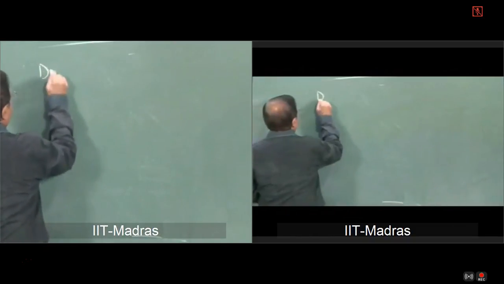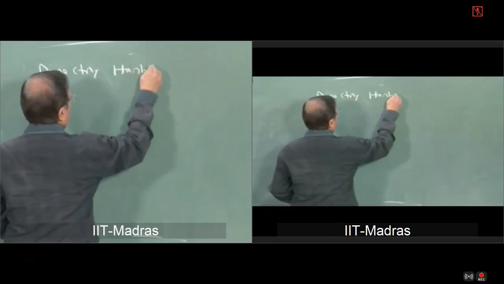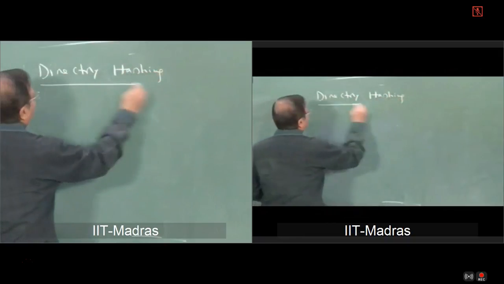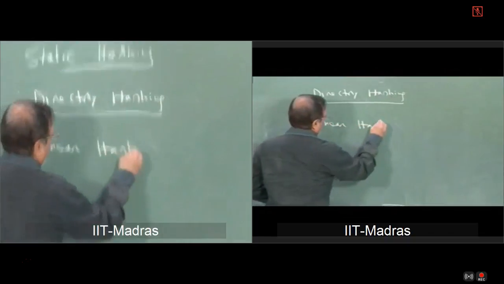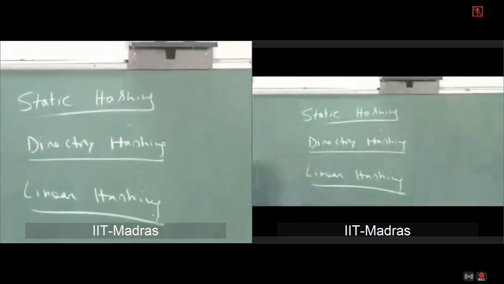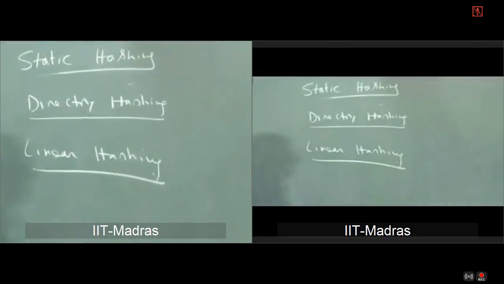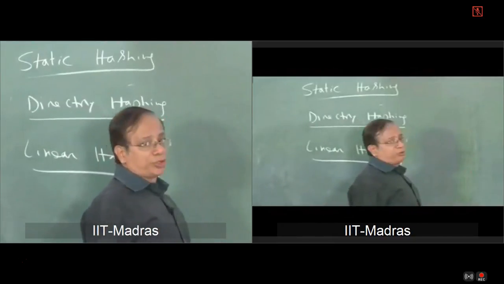One is called the directory hashing, and the other is linear hashing. Okay. What static hashing is doing is, it's using a static hashing function.